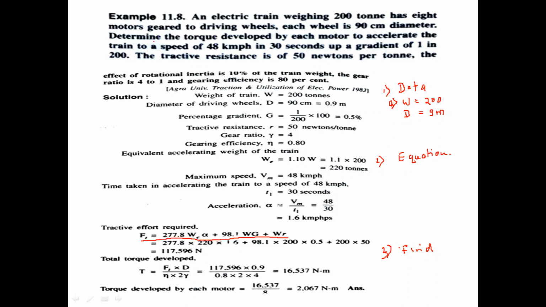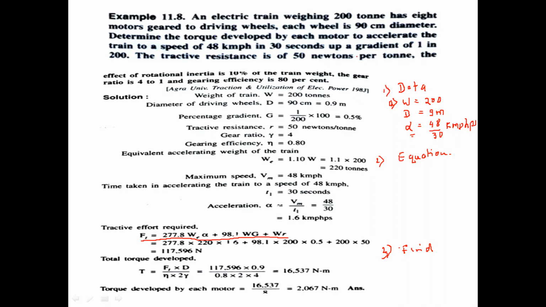Then we have to determine the torque developed by each motor to accelerate the train to a speed of 40 kilometer per hour in 30 seconds. So this is given as the alpha value, which we have to find out. Alpha is 40 kilometer per hour in 30 seconds, so per second you have to divide it by 30. It will get converted into kilometer per hour per second. We want alpha in kilometer per hour per second.